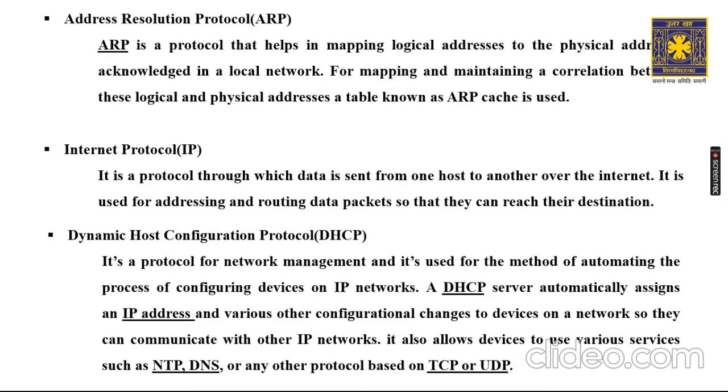Like Address Resolution Protocol, ARP. What is ARP? ARP is a protocol that helps in mapping logical addresses to physical addresses. What are logical addresses? Say the IP address of the computer, that is a logical address. And physical address means the MAC address of a computer. MAC means the permanent address of the computer. For mapping and maintaining a correlation between these logical and physical addresses, a table known as the ARP cache is used. So the ARP protocol deals with this.